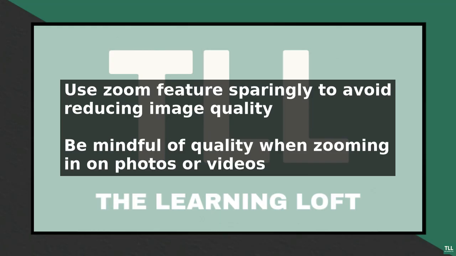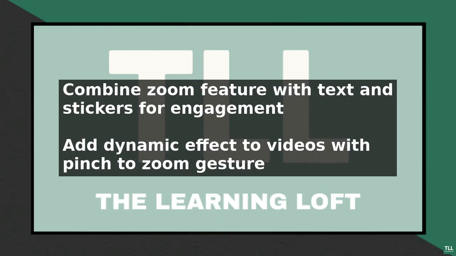Additionally, you can also use the zoom feature in conjunction with other Instagram story features such as text, drawings, and stickers to make your stories more engaging. For example, you can zoom in on a specific part of a photo and add text or a sticker to highlight that area.